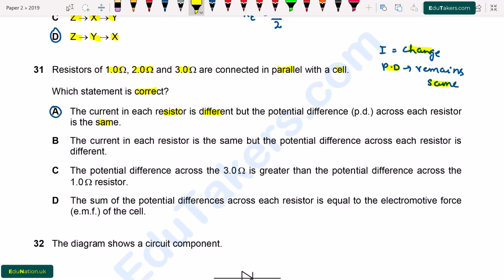The current in each resistor is same, which is incorrect because current is different. Option C, the potential difference across the 3.0 ohm resistor is greater than the potential difference across the 1.0 ohm resistor. So the potential difference remains same. This is also incorrect. The sum of the potential difference across each resistor is equal to the electromotive force of the cell. This is also incorrect because the potential difference remains same.